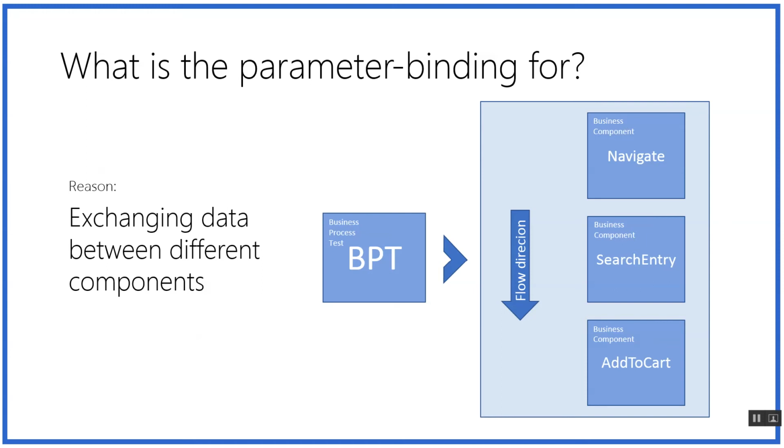The same goes for the search entry. From our Amazon example, you don't want to search on Amazon always for the same search term. So you give it an input parameter with the title I_term to search. For add to cart, it's the same thing.